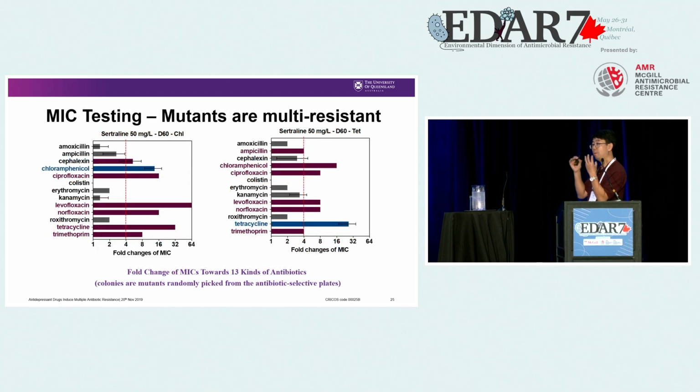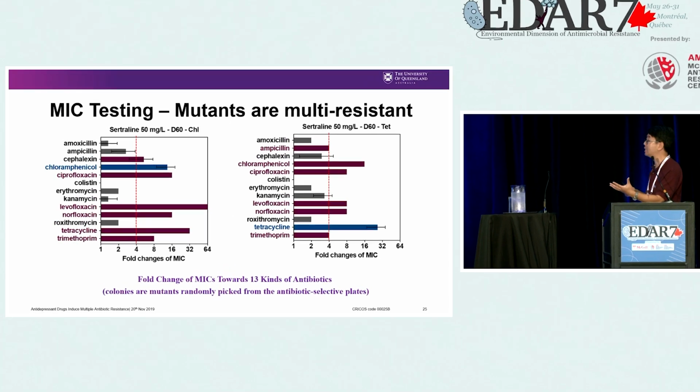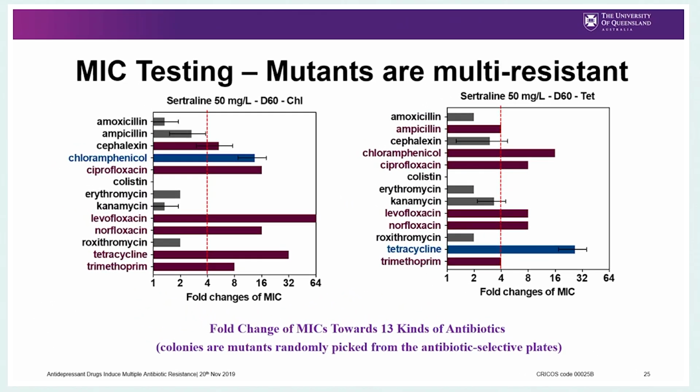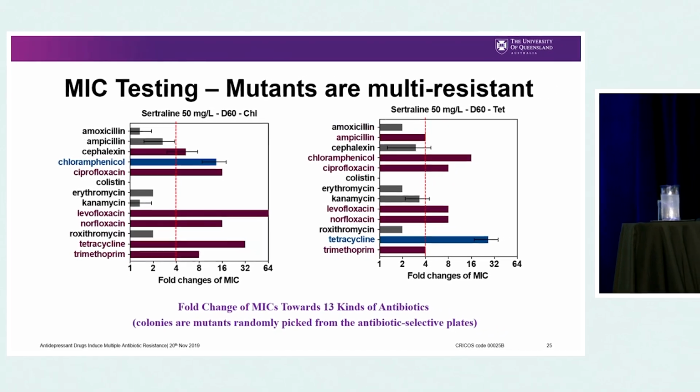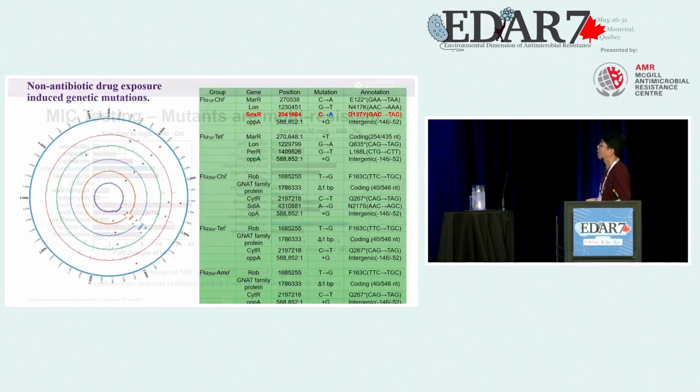Then we picked some clones and scanned them. Actually, you can see here that they developed multiple drug resistance rather than just individual resistance. So this is a mutation model.